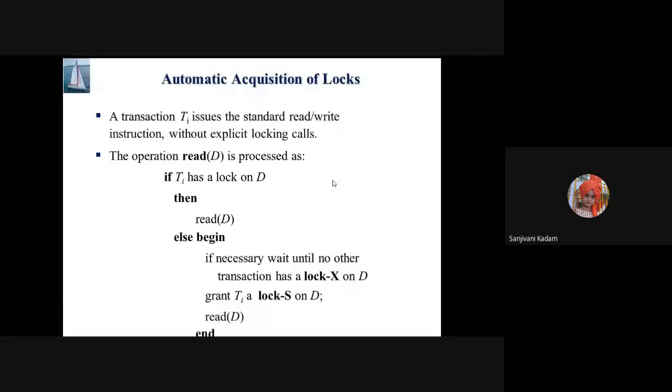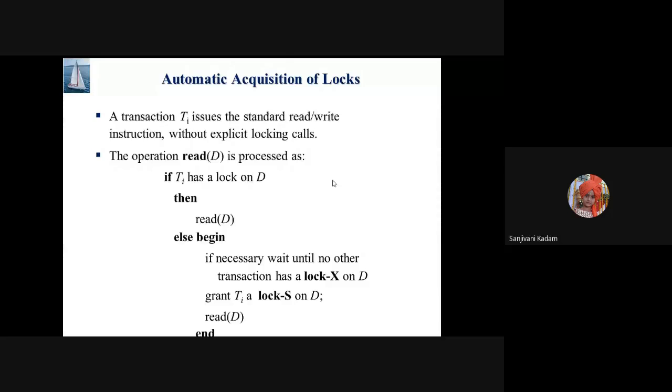We'll check whether the current lock held by Tj is compatible with the new request. That is, Ti wanted to have a lock in shared mode, and Tj is also having a lock in shared mode. So in this case, we can grant the request. If it is compatible, then this will allow the request, and hence we can perform the read D operation. The first possibility is over.